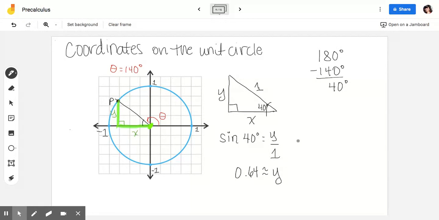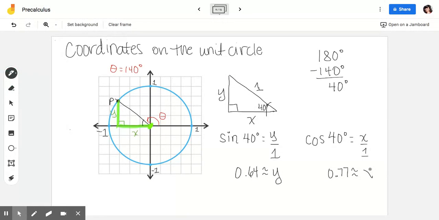Now, to find the cosine, some people like to use the Pythagorean theorem here. To find the x, I actually think it's going to be faster to use cosine because, again, I'm just going to have to type it into my calculator. So cosine of 40 degrees is going to equal x over 1. X divided by 1 is just x. And if I type cosine 40 into my calculator, I get approximately 0.77. I wrote 1 there, and I should have written x there. I apologize for that error.